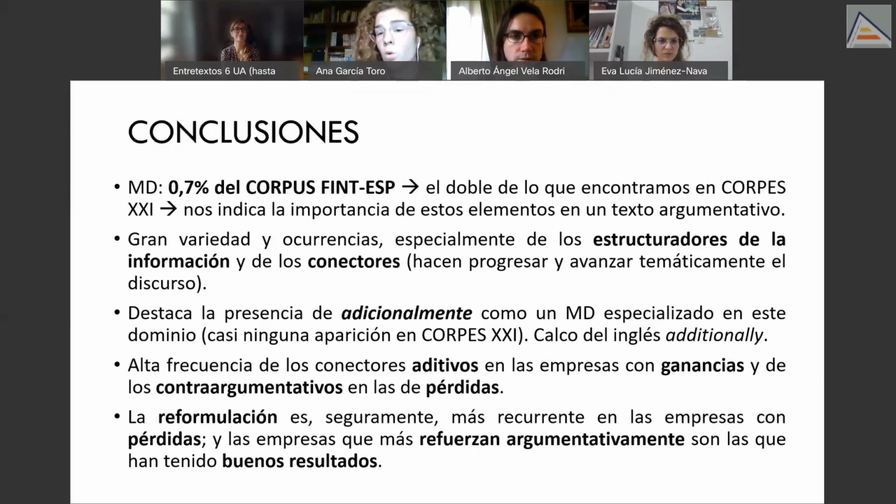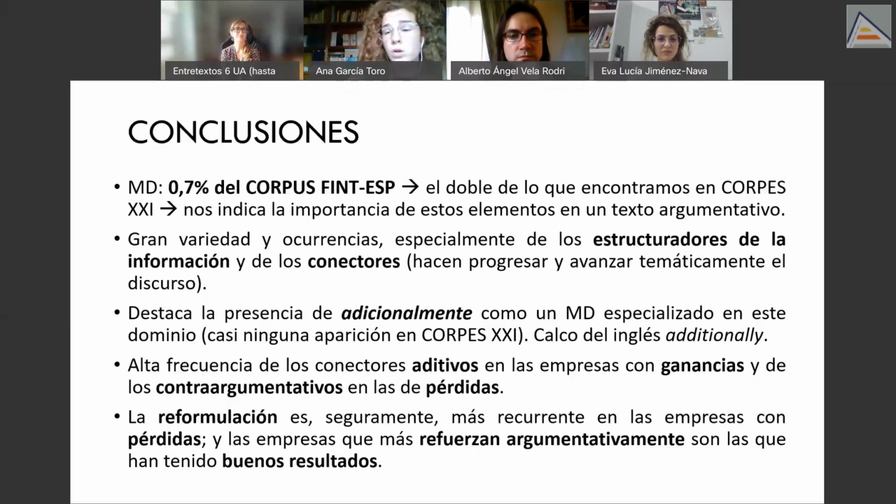Tenemos una gran variedad de ocurrencias, especialmente de los estructuradores de la información y de los conectores, porque hacen progresar y avanzar temáticamente el discurso, que es lo que interesa en una argumentación. Y luego destaca la presencia del conector aditivo "adicionalmente" como un marcador discursivo, digamos, especializado de este dominio, que no tiene casi aparición en Corpus 21 y que no encontramos en otras clasificaciones de marcadores del español y que es un calco del inglés de "additional".